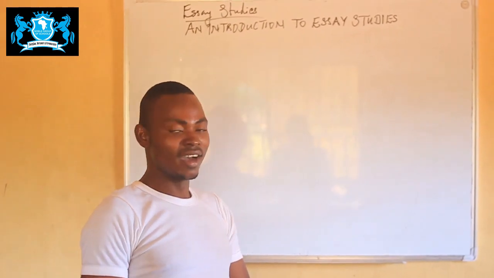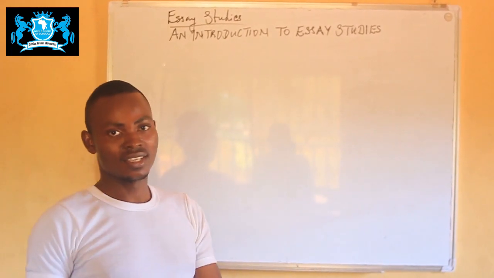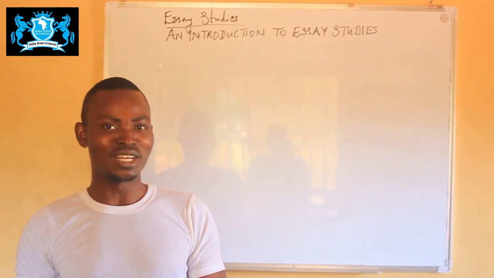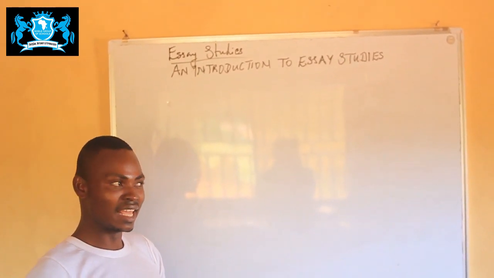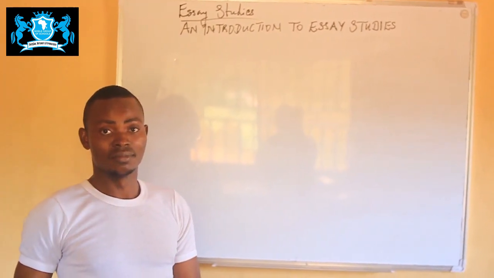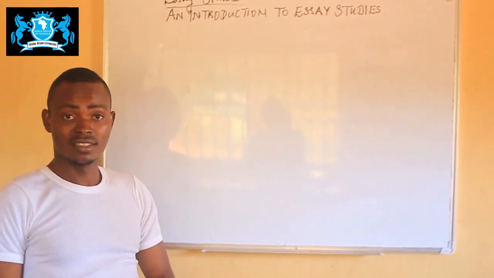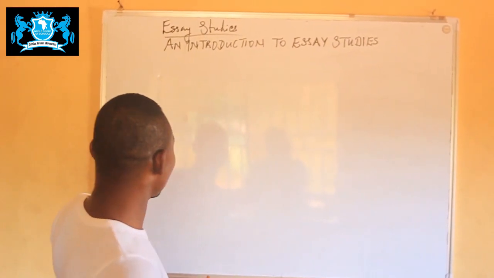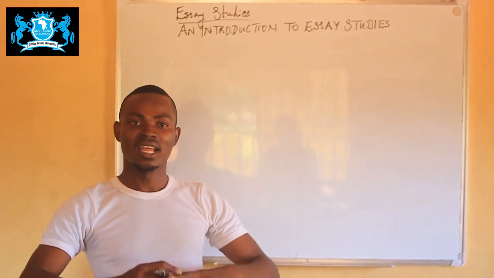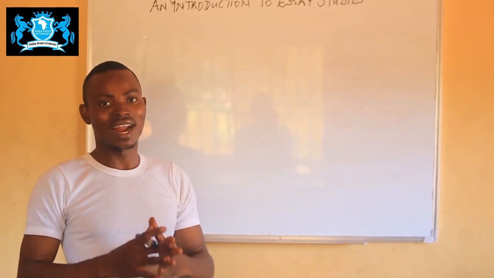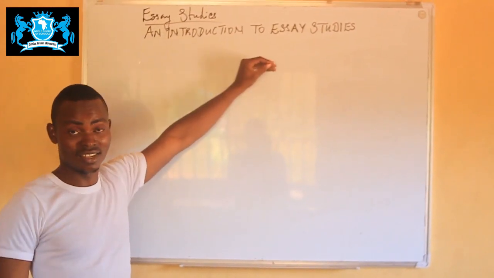Like we have already stated in our introduction to oral studies, I was able to show you that the English language is basically divided into three aspects. One is grammar, the second one is composition, and the third one is speech. Today we shall be looking at composition. You may be surprised to see right here essay studies in the place of composition. Whenever we mention essay studies in the English language, we are at the same time referring to composition. Therefore, today we shall be looking at essay studies.